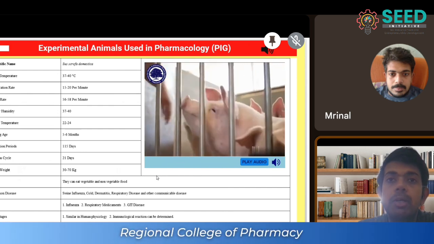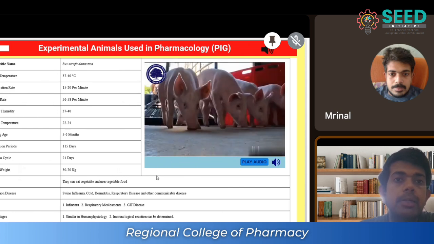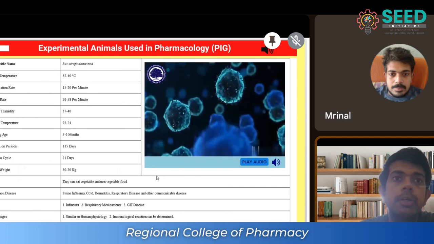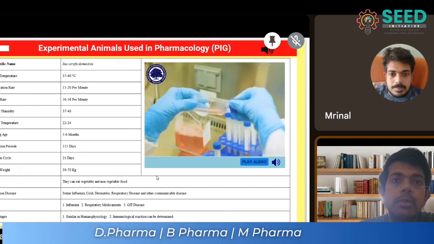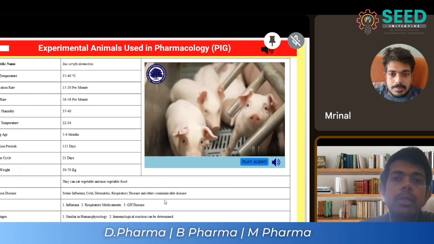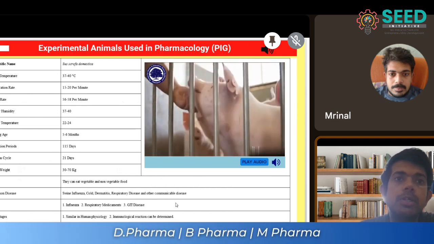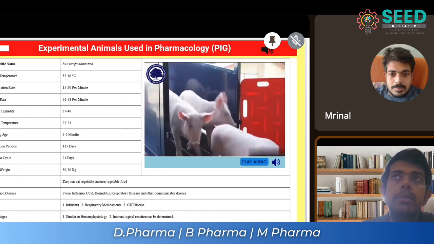The common diseases are swine influenza, cold, dermatitis, respiratory disease, and other communicable diseases. They are used for influenza, respiratory medication, and GIT drug experimentation. And the last advantage is that the physiology is similar to humans and the immunological reactions can be determined.